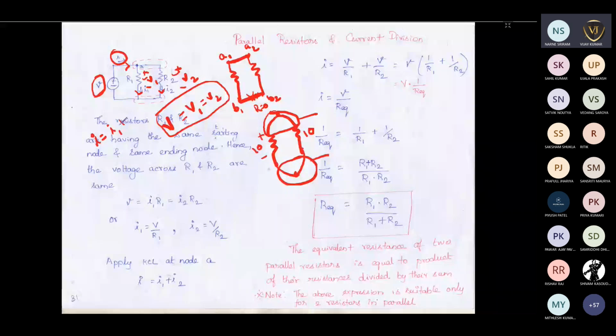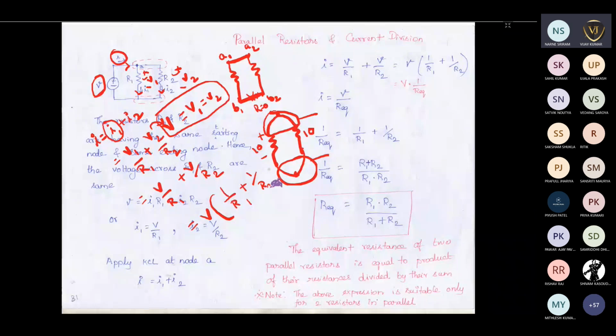What is I1? I1 is V1 divided by R1. Then I2 is V2 divided by R2. As I already told, V1 and V2 are equal to V. So you can write it as V divided by R1 plus V divided by R2. Here V is common, so you can take V outside. You will get V times (1 by R1 plus 1 by R2). So now what is this? This is nothing but current.